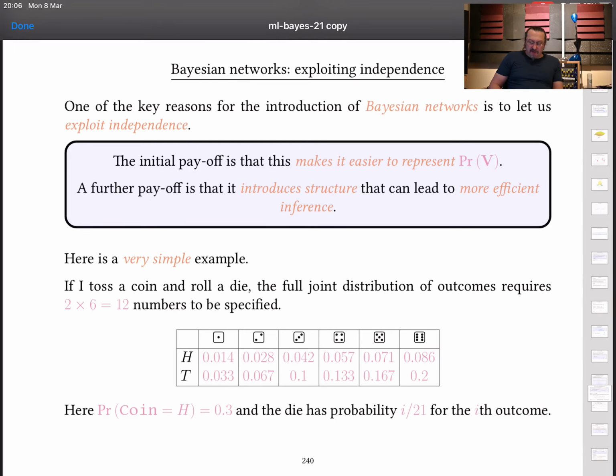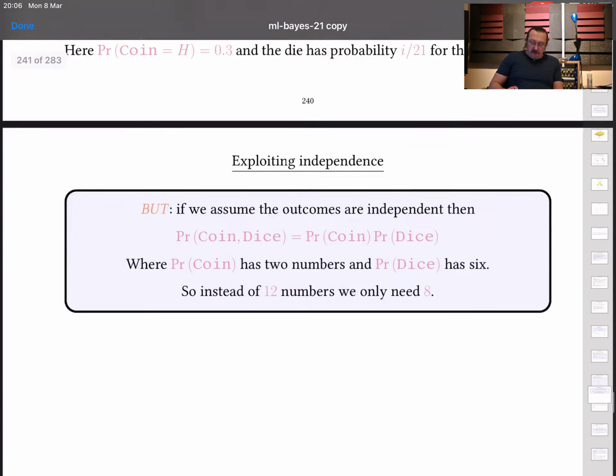Now, that's 12 numbers. Of course, I could get away with 11, because I know that the last one must be 1 minus the sum of the others. But that's only ever going to get us a little bit of an improvement in terms of how many numbers we have to specify. Now, hopefully, you will immediately see how the fact that the coin and the die are independent of one another can simplify this a little bit.